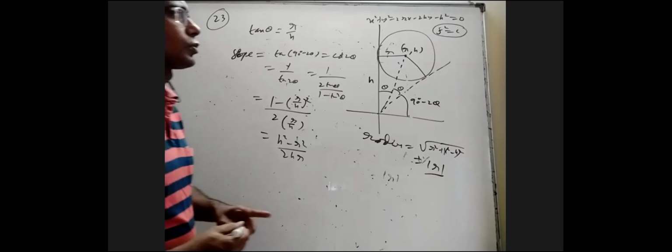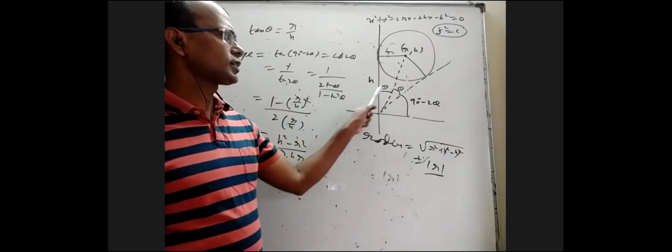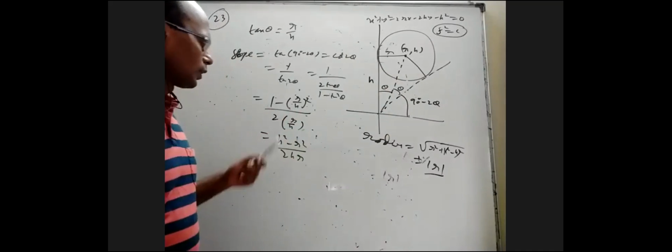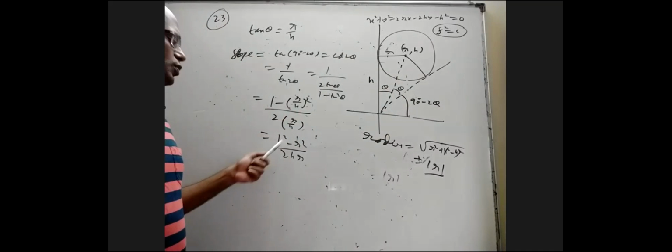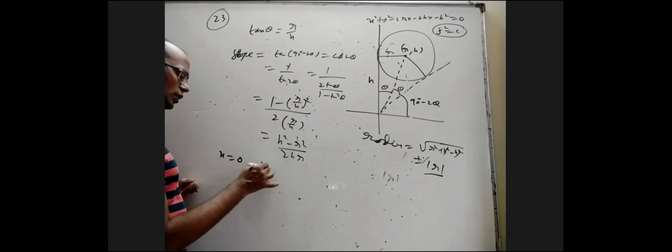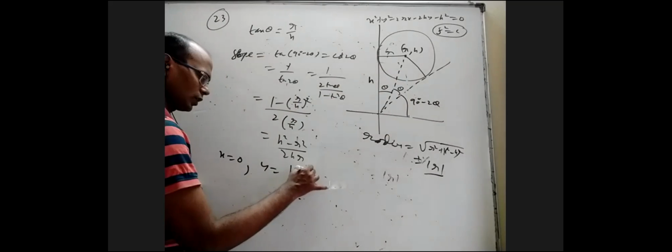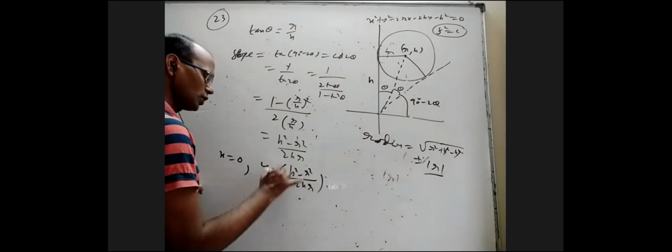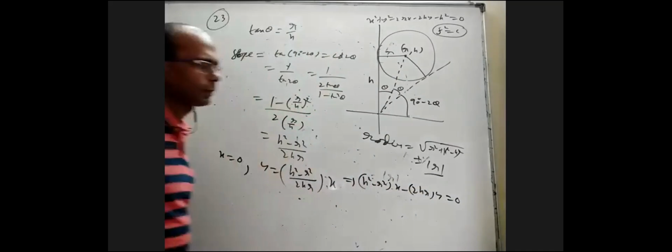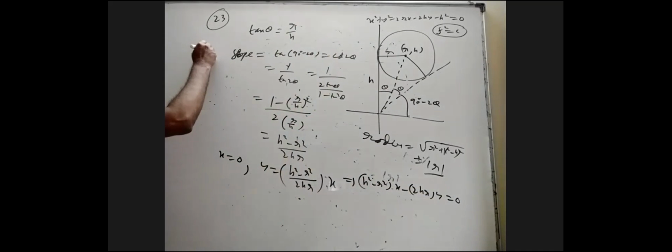So by joining to this center and assuming this is theta, this is 90 minus theta, the slope of the other tangent other than the y-axis is this one. So the equation of this tangent: x equal to 0 is one tangent, and the other tangent is y equal to h square minus r square by 2hr into x. If you bring it to one side, I'm sure you'll get h square minus r square into x minus 2hr y equal to 0. Method 1.